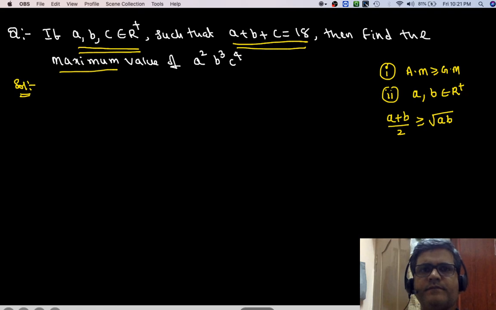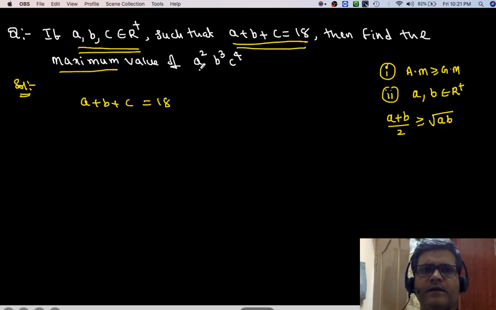So here in the question, three quantities are given and the sum is constant, and the question is asked to find the maximum value. If the sum is constant, we can find the maximum value of the product. So the question is about the maximum only. Now here in the question, a plus b plus c is equal to 18 is given.